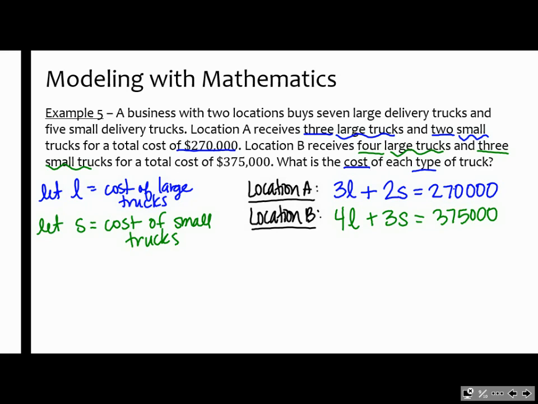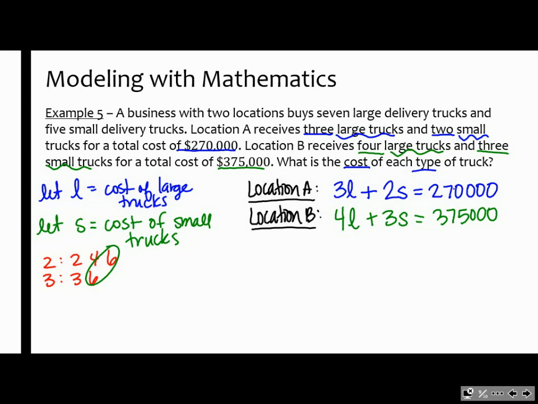Okay, we have no coefficients that are additive inverses. It's really up to you at this point what you want to do. I personally like to work with whatever coefficients happen to be the smallest. So the L coefficients are 3 and 4. The S coefficients are 2 and 3. I think 2 and 3 are the smallest, so I'll work with those ones. The least common multiple of 2 and 3 is 6. 3, 6, 9, 2, 4, 6. So that's what I'll be working with. The other thing is both of them are positive.